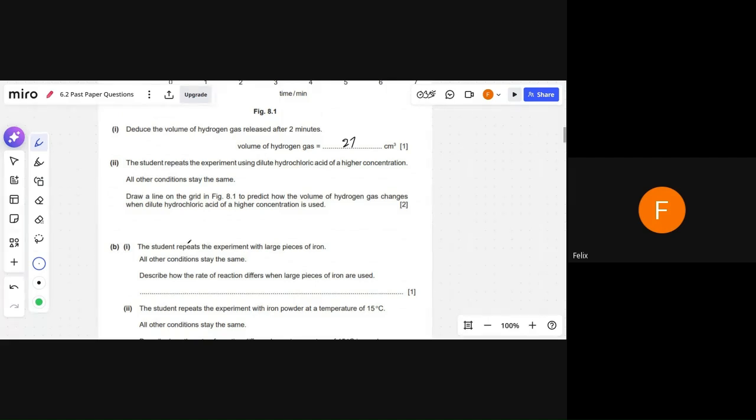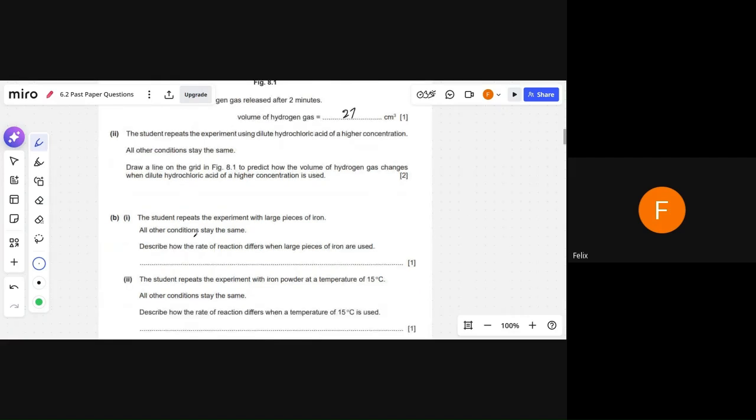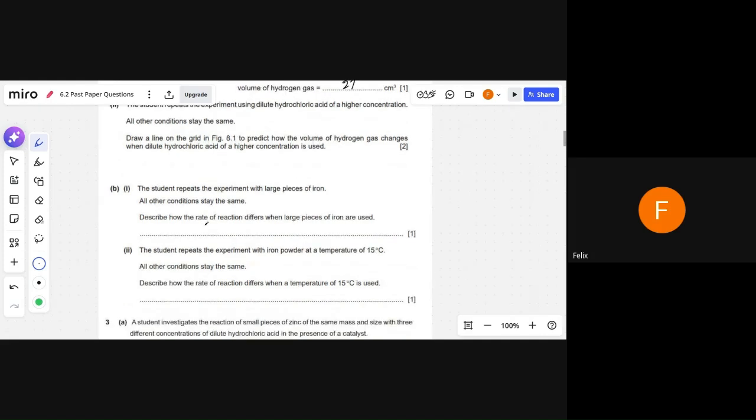The student repeats the experiment with large pieces of iron. All other conditions stay the same. Describe how the rate of reaction differs when large pieces of iron are used. So the rate decreases, right? Because the surface area is being decreased. So we say that it slows down, or you can say that it decreases. So rate decreases. So I hope this is clear. And now we take a look at the next part.